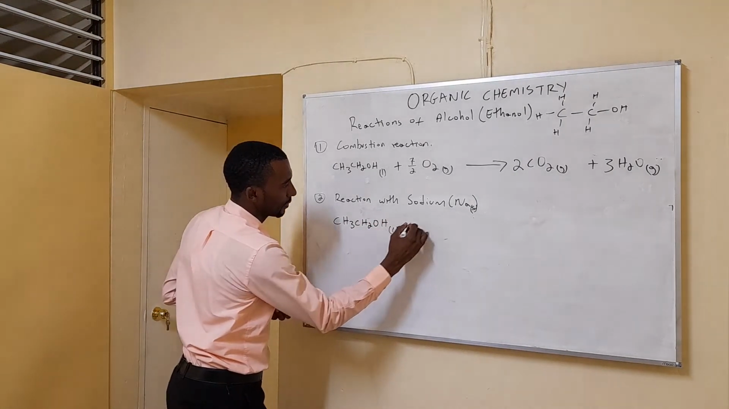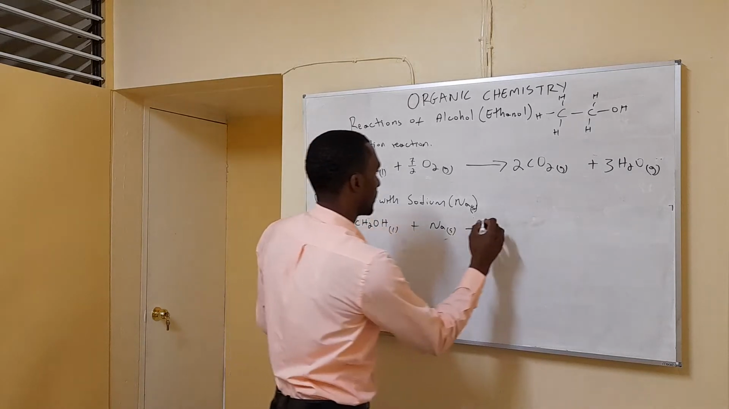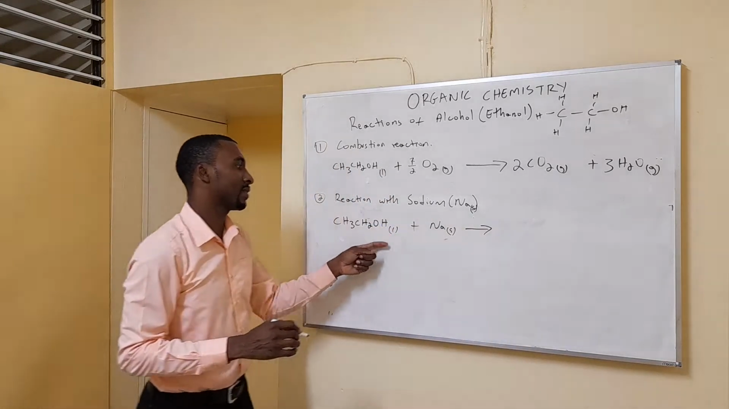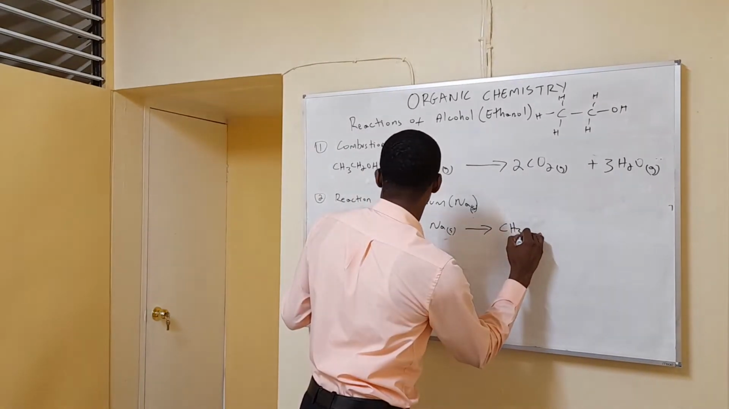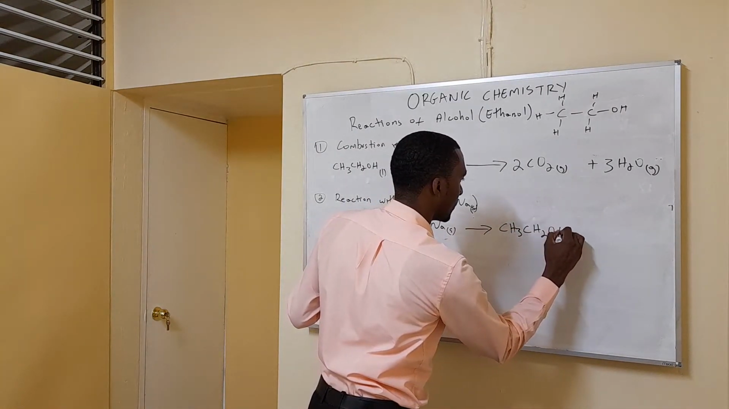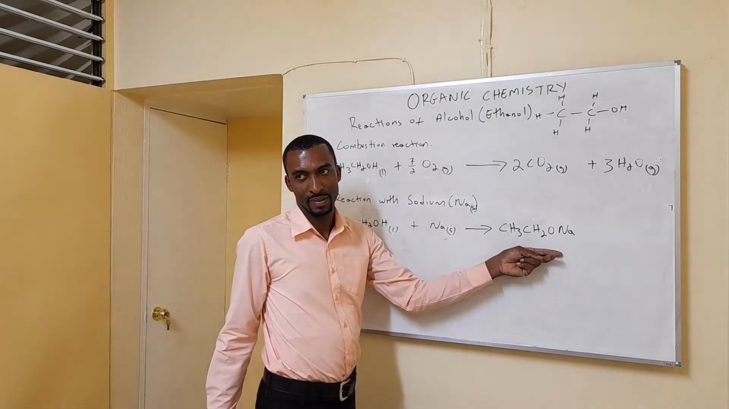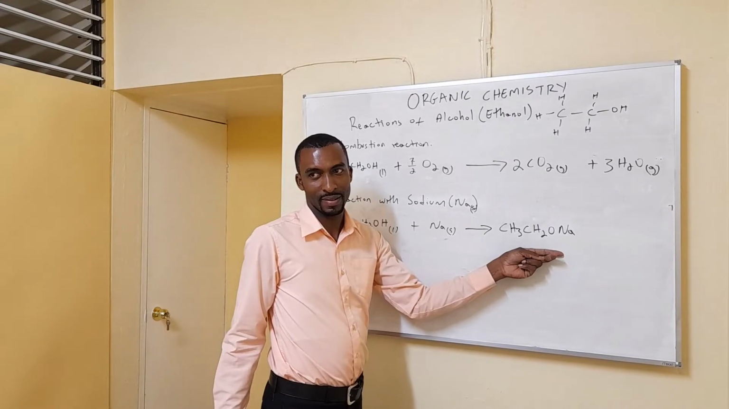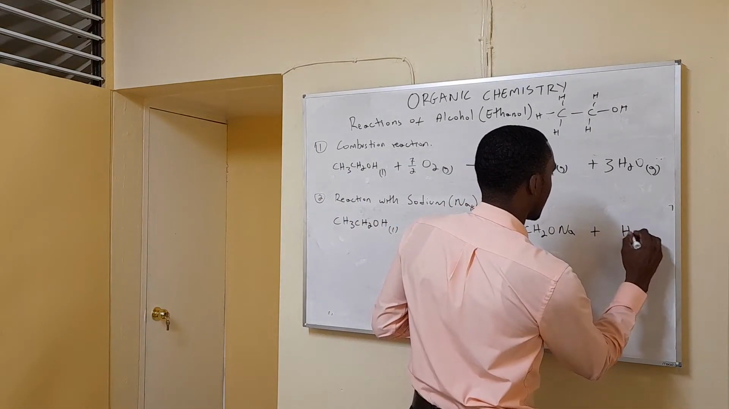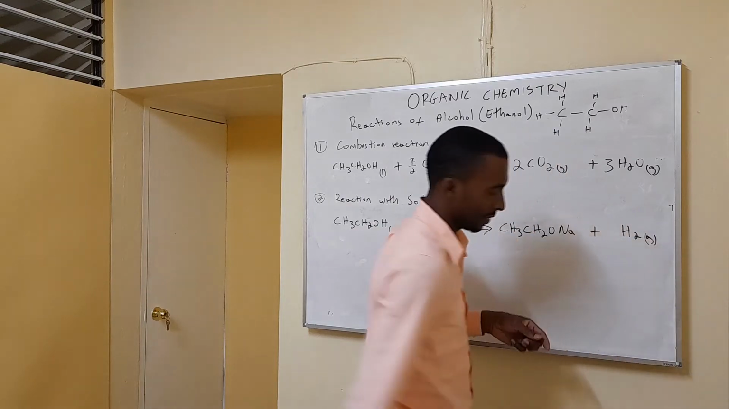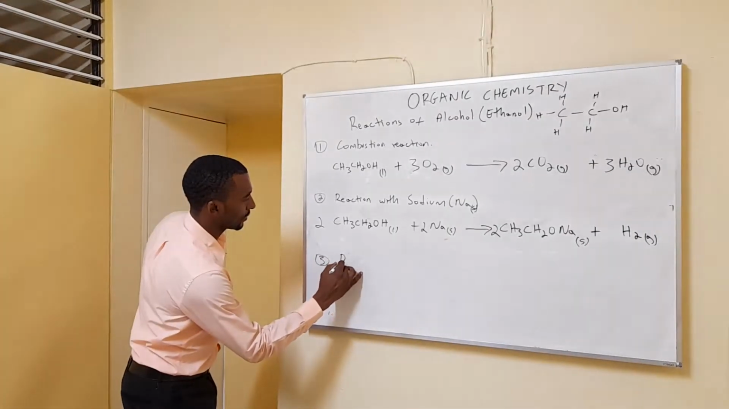OH liquid plus Na solid to produce... So it's basically the sodium replacing the hydrogen. Alright? So CH3CH2ONa. This is a solid now, a salt in a sense. Plus hydrogen.